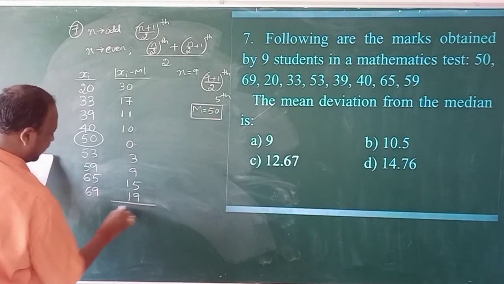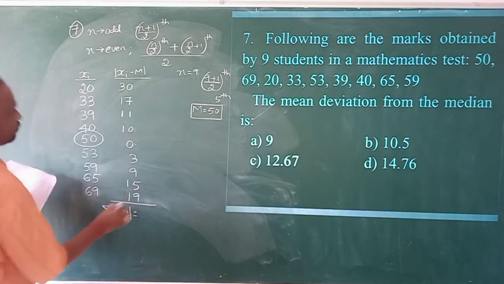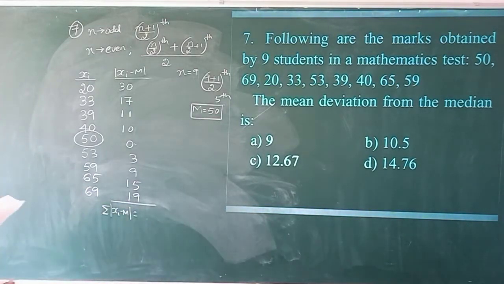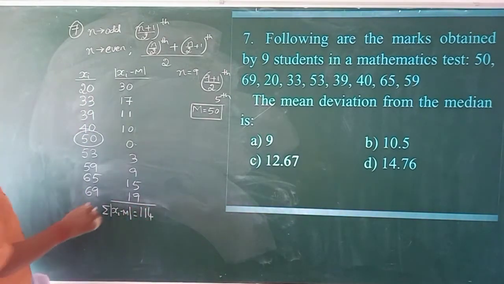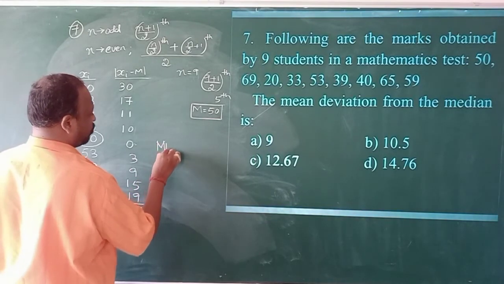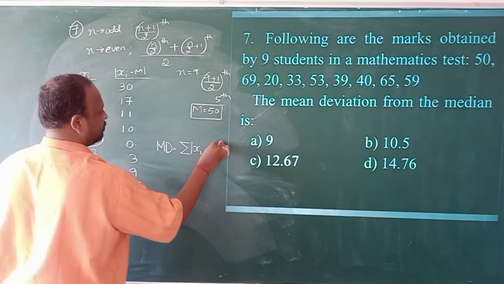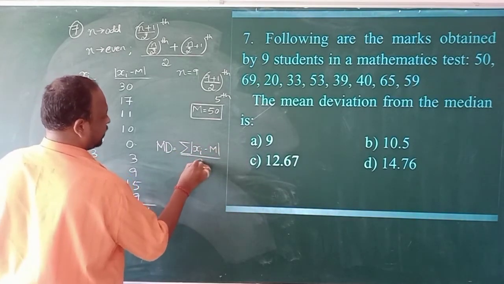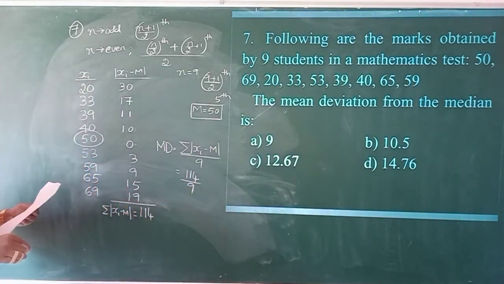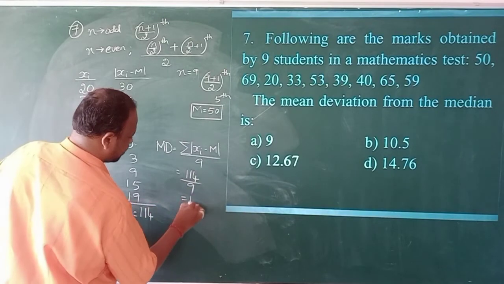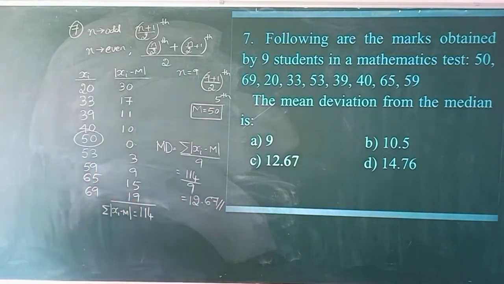Then calculate sigma of modulus xi minus M. You will get 114. Finally, mean deviation about the median is given by sigma xi minus M divided by 9. So this will be 114 divided by 9. 114 divided by 9 is 12.67.